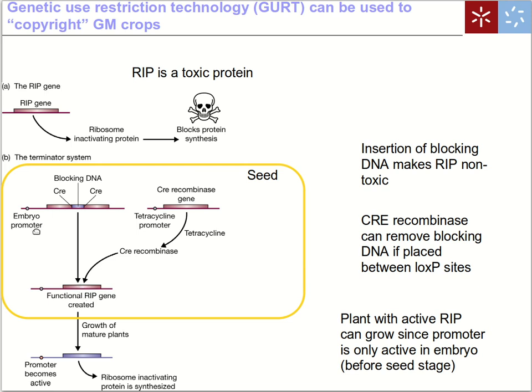This is okay because this promoter is not active. The embryo stage here has passed and the gene is active. We can use this seed to grow a mature plant with no problem. But when this plant creates new seeds, then these seeds will pass the embryonic stage at which this promoter is active, and the plant will kill its own seeds. This way you can make sure that the farmer buys seeds from the company every year.